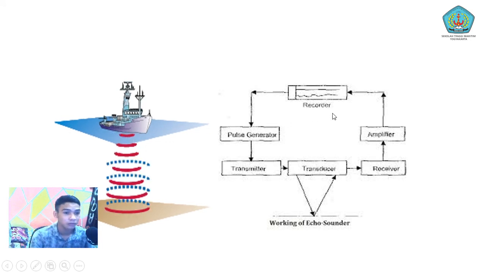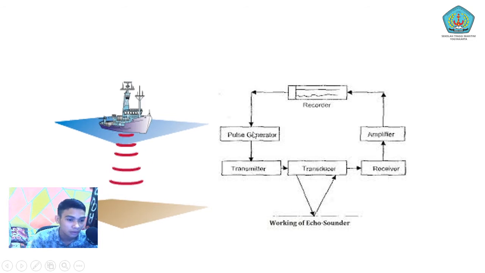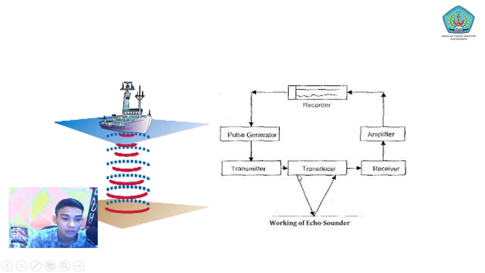I will explain how the Echosounder sends the sonar to the seabed. First, we have the recorder. The recorder will transfer the pulse to the pulse generator, and the pulse from the pulse generator will activate the transmitter, and then the transmitter will transfer the energy to the transducer, and then the transducer will make it into sound energy.